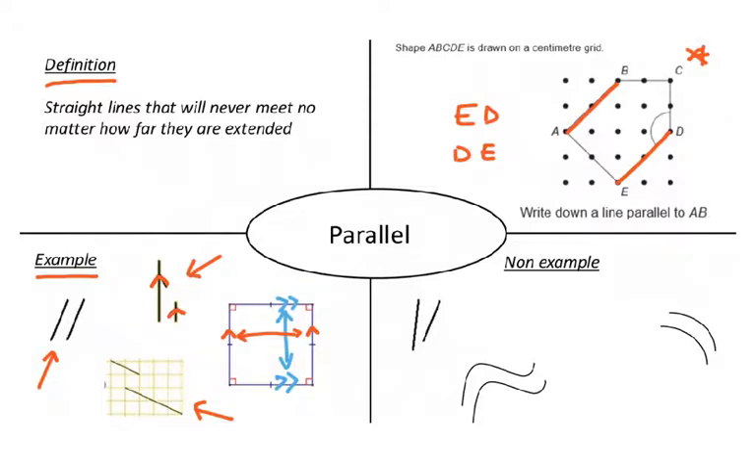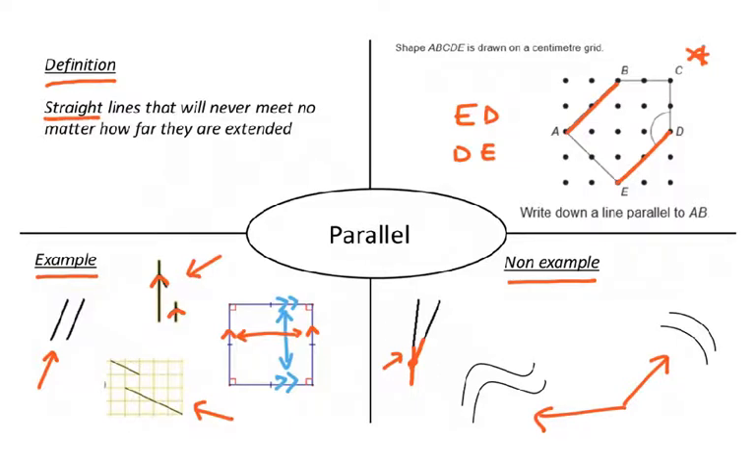meet. At the bottom here, the non-examples. So if you look at this picture first, you can see that if you were to extend these lines, they would eventually meet there. That's why they're not parallel. And the problem with these two, if you notice, there's an important word in the definition, straight.